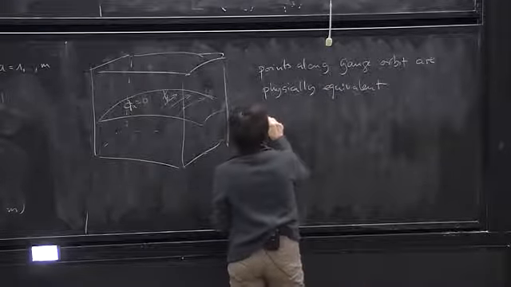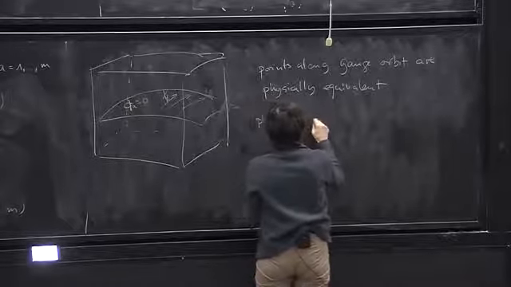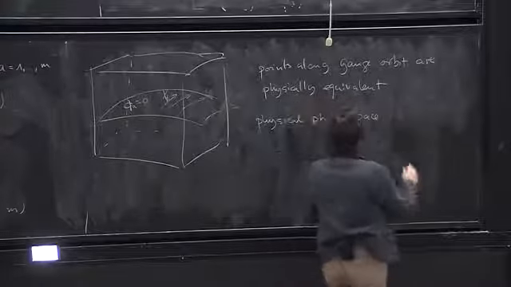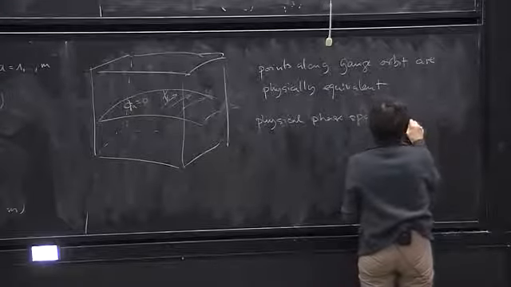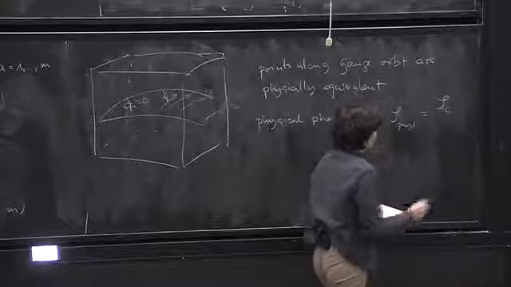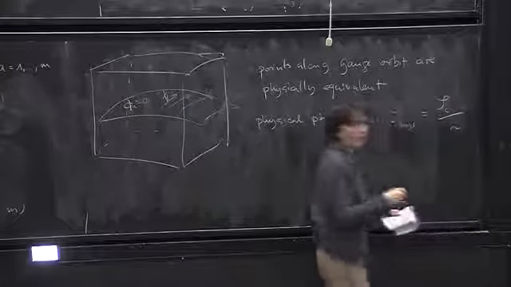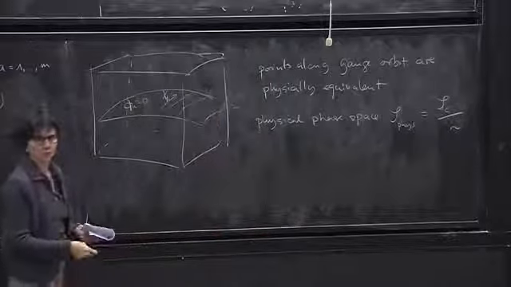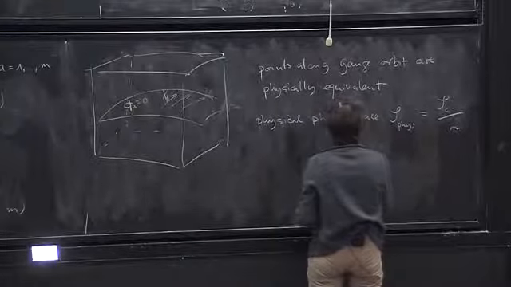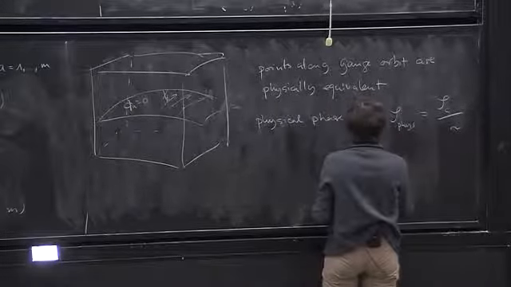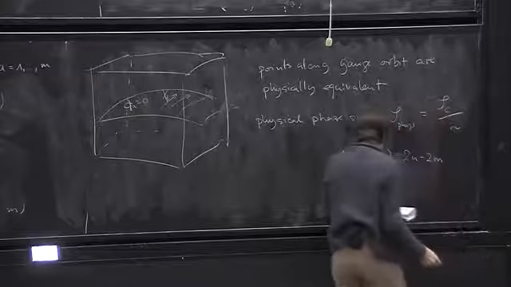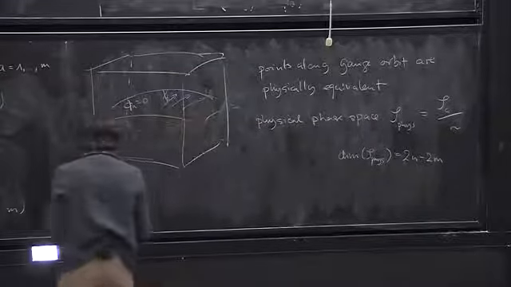And my physical phase space is given, I can write it like this, as phase space physical is equal to points of the constraint surface with the equivalence relation of lying on the same gauge orbit. And this has dimension 2n minus 2m. So it's a space of gauge orbits.